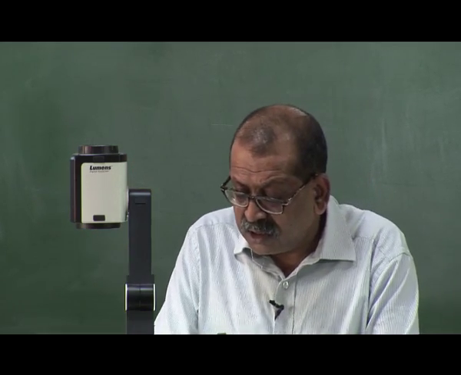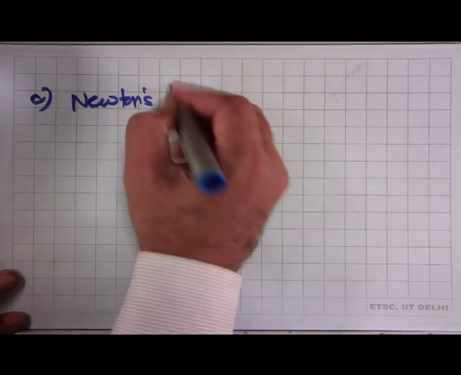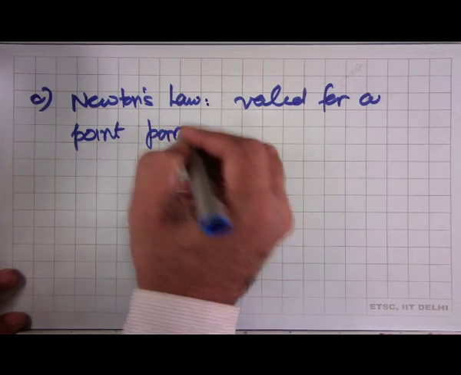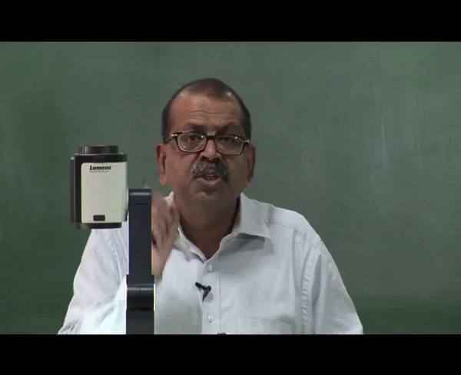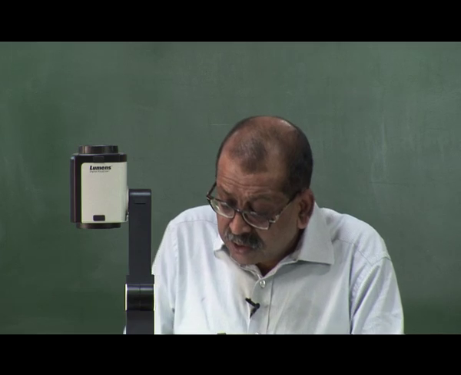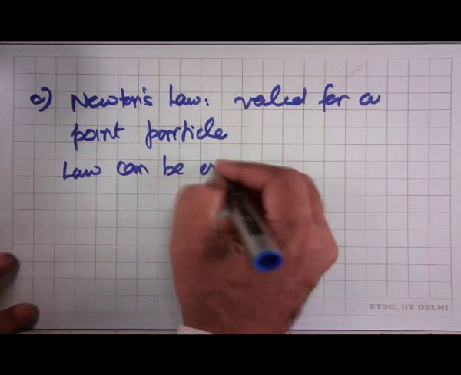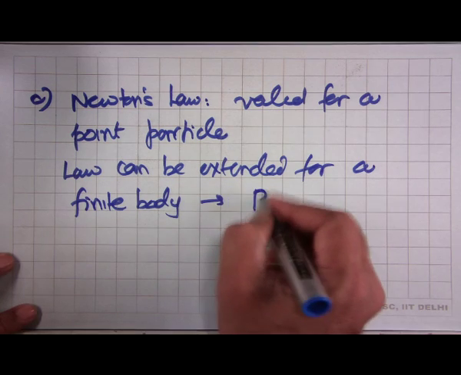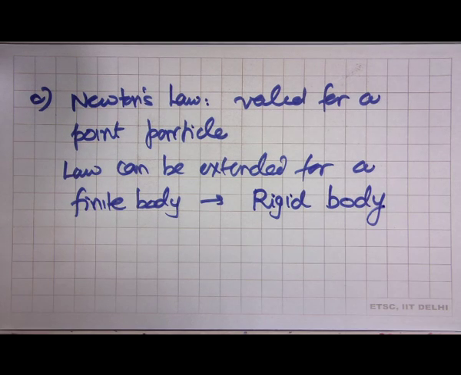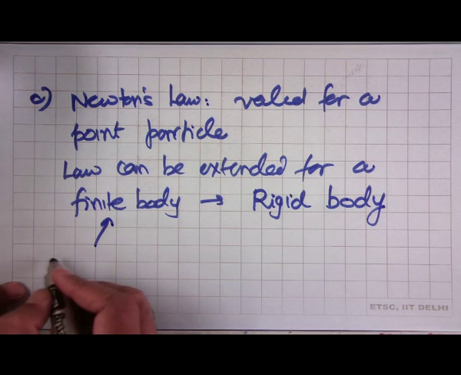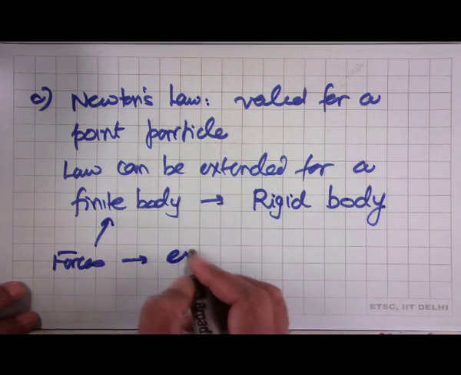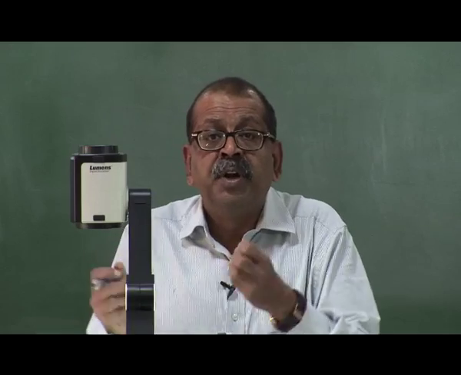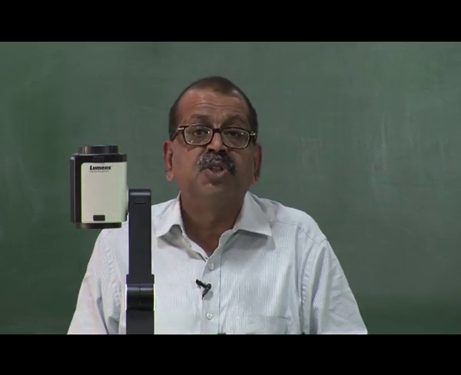Now, the third thing which we see is that Newton's law in the form in which we have seen, is valid for a point particle, a particle whose motion is there and it is occupying a very small region in space. Now, the law can be extended for a finite body, in particular for a rigid body. But when we apply it on a finite body, one thing we have to keep in mind is that the forces which we talk of have to be external to the body. The forces which are internal to various points on the body will not be considered when we apply Newton's law for a rigid body.